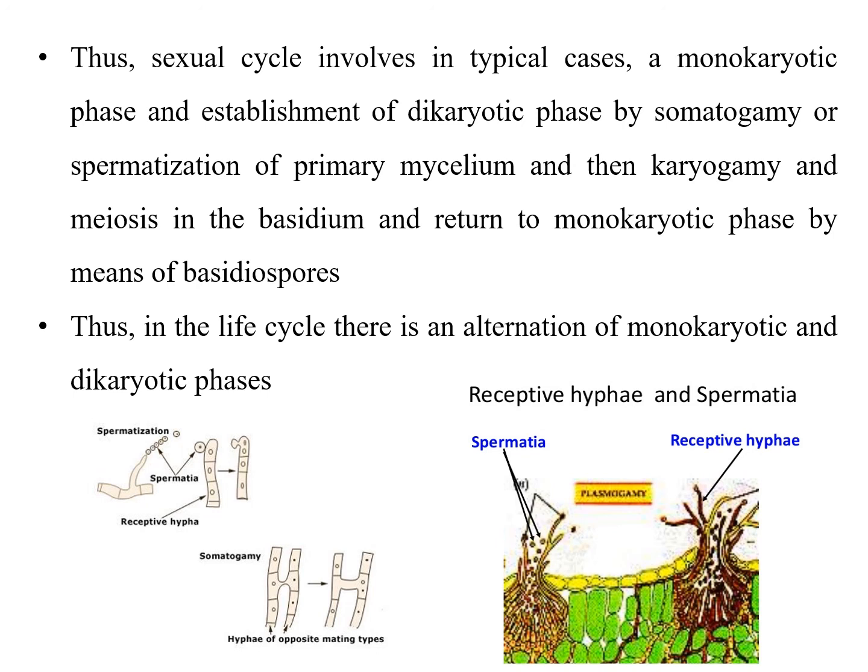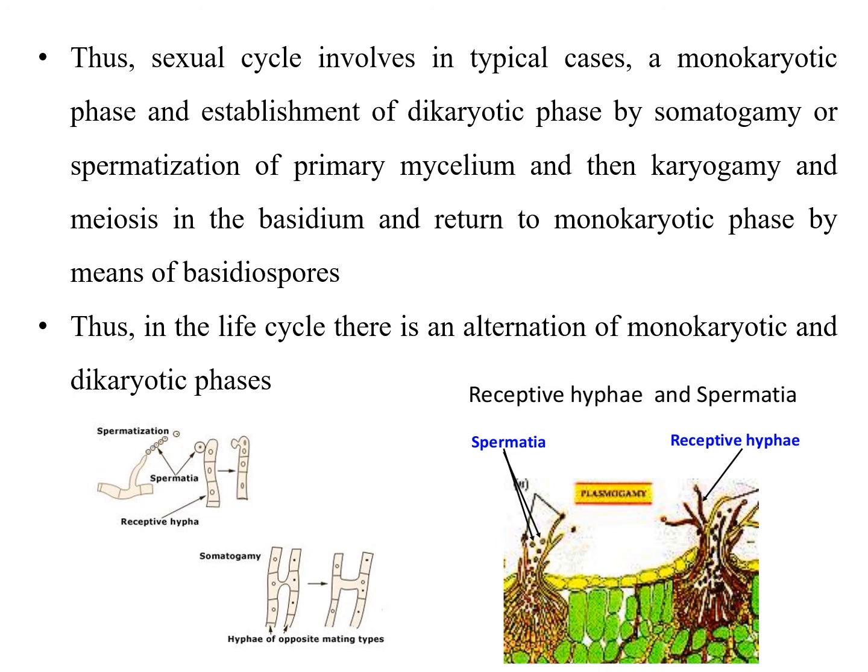So the entire sexual cycle involves a monokaryotic phase, that is primary mycelium, and establishment of the dikaryotic phase by somatogamy or spermatization of primary mycelium, and then karyogamy and meiosis in the basidium, which returns to the monokaryotic phase, that is basidiospores. Initially the primary mycelium is there, which is the monokaryotic phase, and through somatogamy or spermatization of the primary mycelium, karyogamy and meiosis take place in the basidium structure, and this basidium will produce the 4 basidiospores which are haploid in nature.